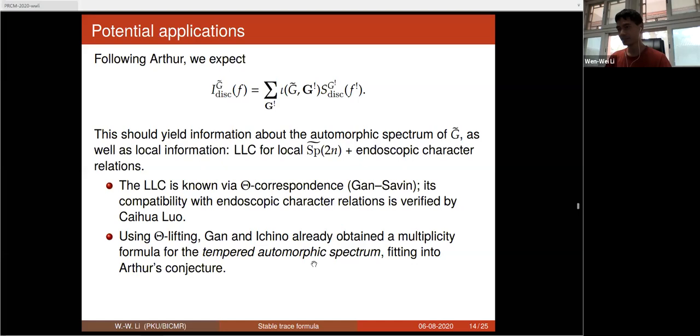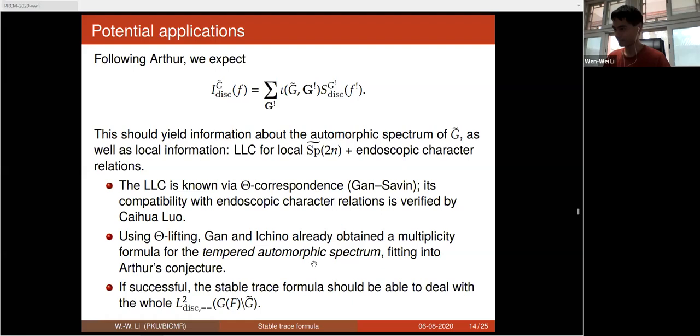It is also a more reasonable, more natural approach somehow. So we hope to deal with the remaining terms in the automorphic spectrum. Sorry, there are two minus signs here. It's a typo, just one minus sign. It's the genuine spectrum.